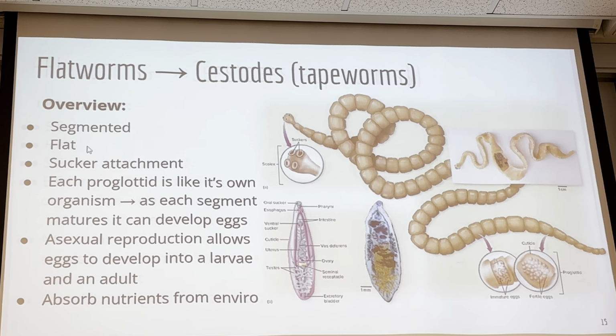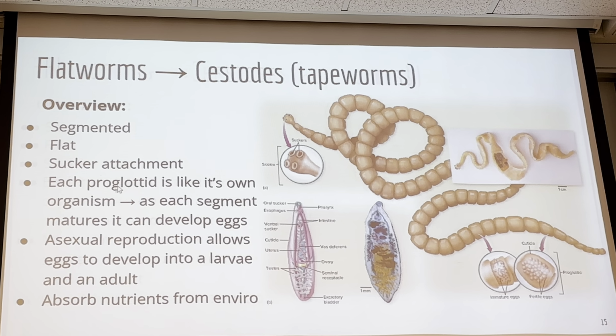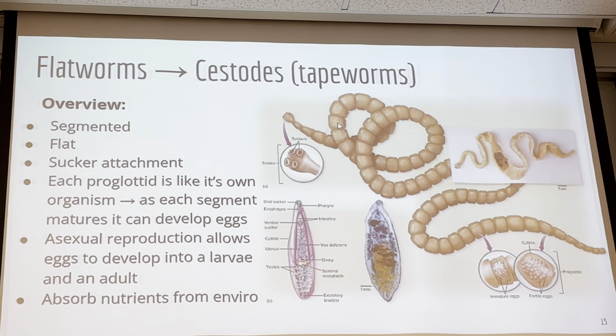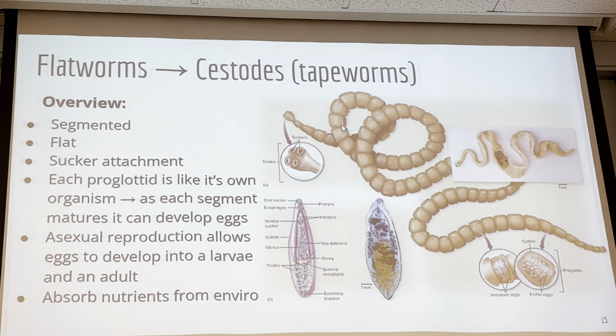Okay, so they're segmented, so they have these little segments. They're flat, they have a sucker attachment. These are called proglottids. So each of these little segments is called a proglottid. And each of those little segments is actually like its own little living organism. So it's almost super weird, right?